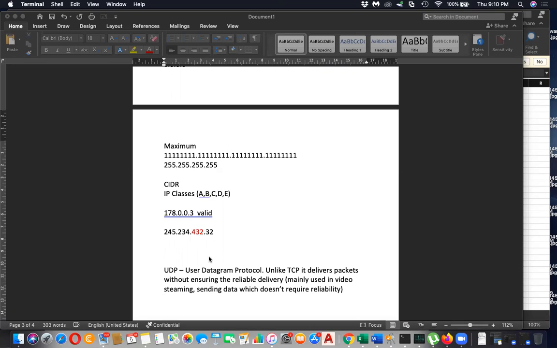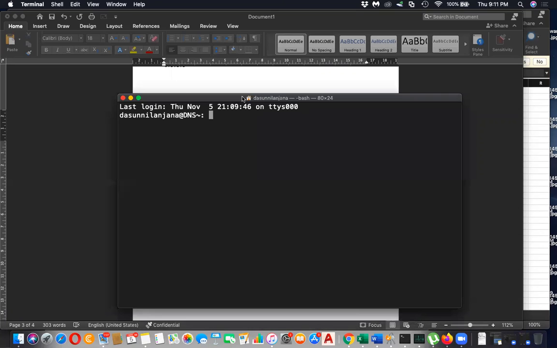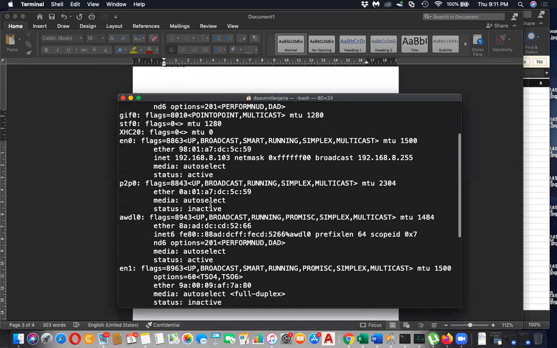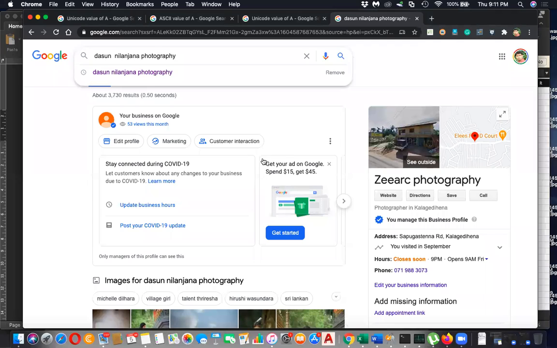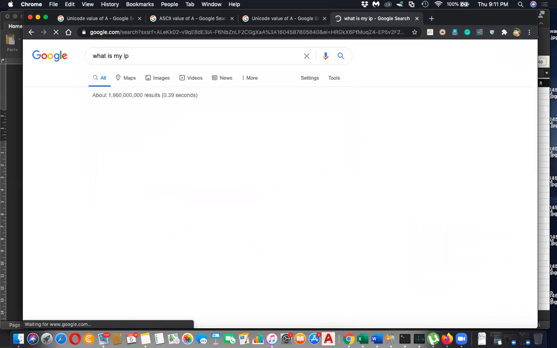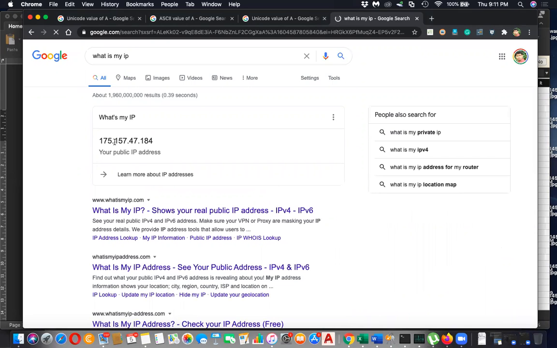But when you go out, there's another name to recognize you. Similar to that, in my local network, my computer recognizes me as 192.168.8.103. This is in my local area network, the LAN side. But when I go to the WAN side, the wide area network, which means the internet, and ask what my IP is, it says your IP is 157.157.47.184.